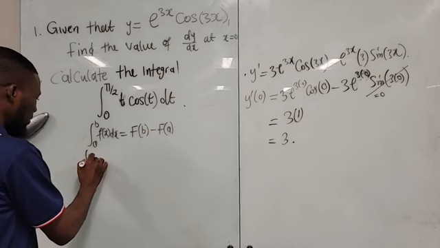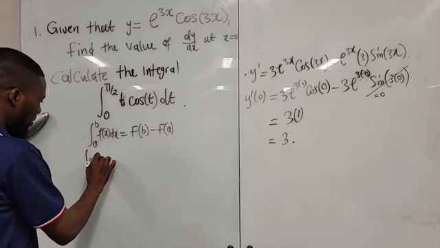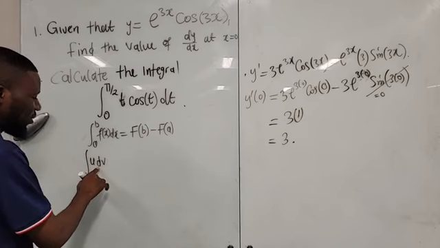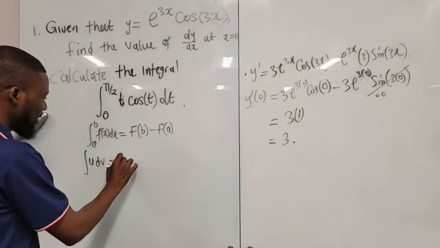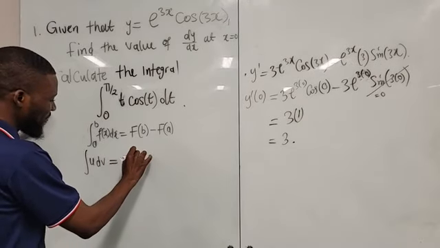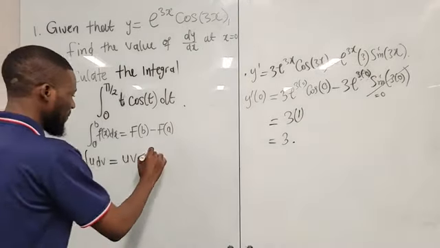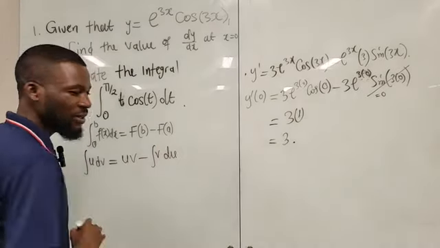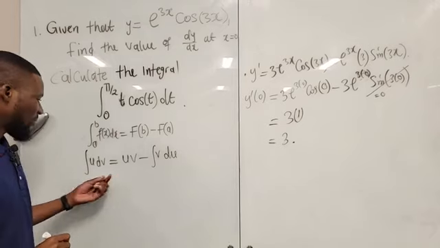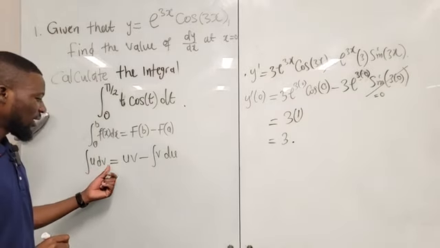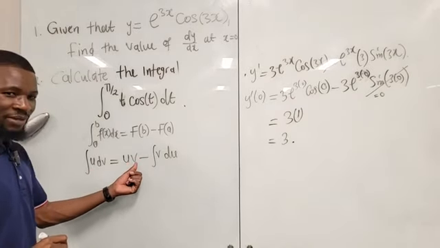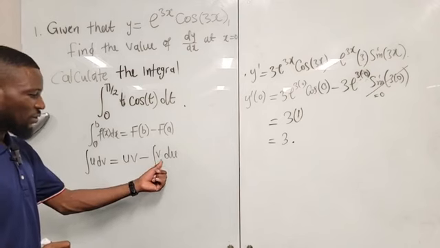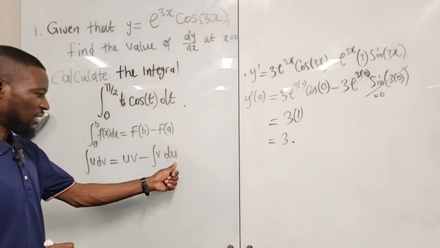I'll just use the integral of u dv, which is the same as u multiplied by v minus the integral of v du. So this is the formula: the integral of u dv is equal to u multiplied by v minus the integral of v du, that is the derivative of u.